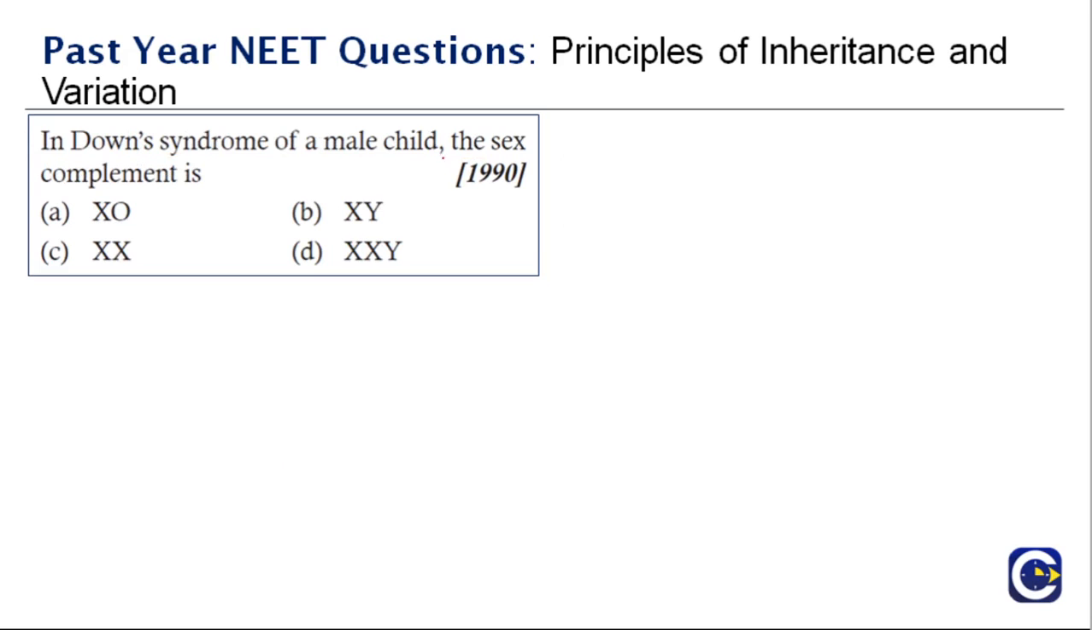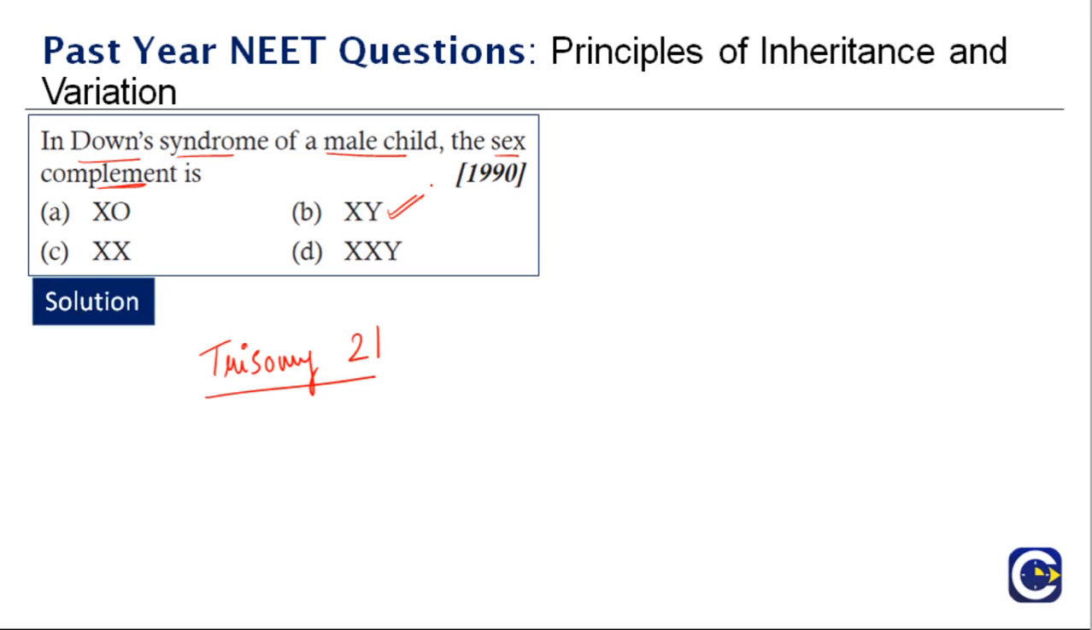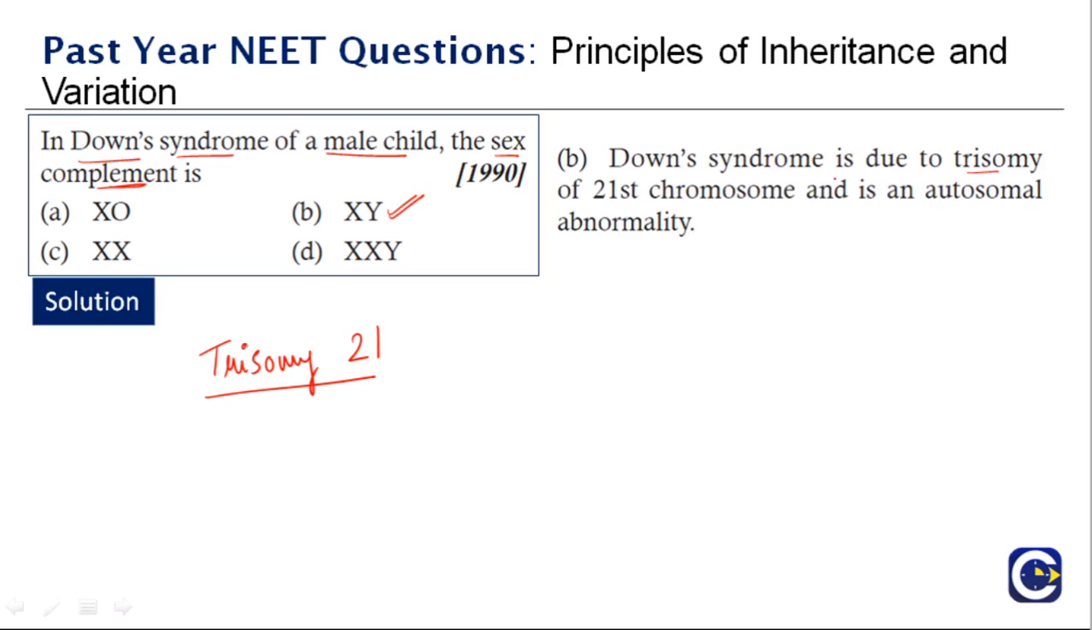In Down syndrome of a male, the sex complement is what? Okay, so this is one of those tricky questions that they always ask. What is Down syndrome? Down syndrome is trisomy of chromosome number 21. It has nothing to do with the sex complement of the male child. So the sex complement will be completely normal. Down syndrome is due to trisomy of 21st chromosome and it is an autosomal abnormality, so it will have no effect on the sex complement. Therefore the right answer is B. Don't get confused here.